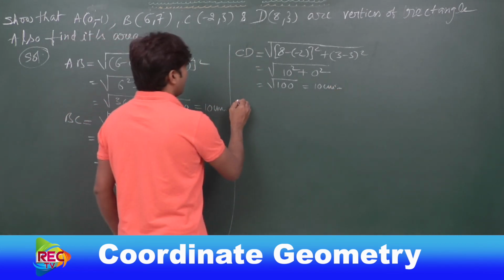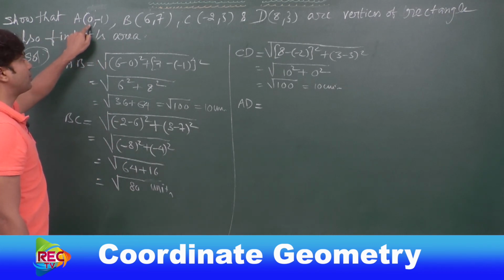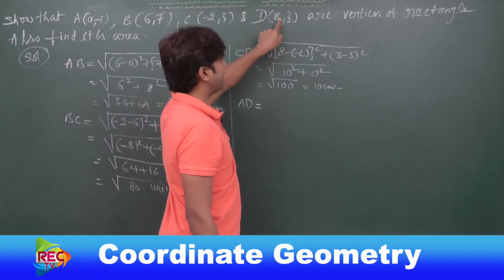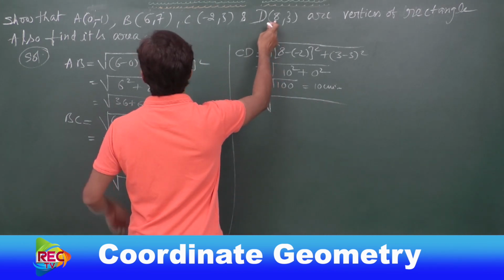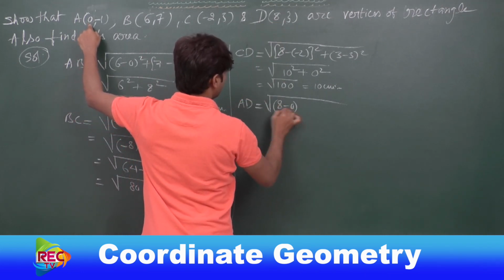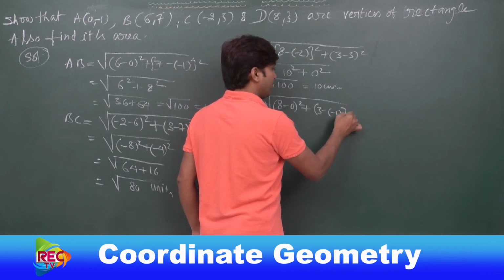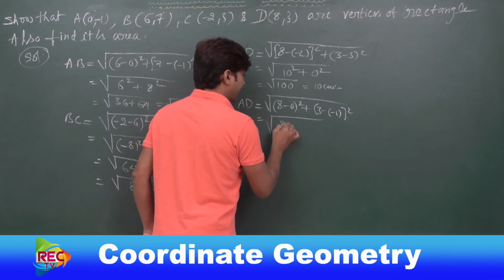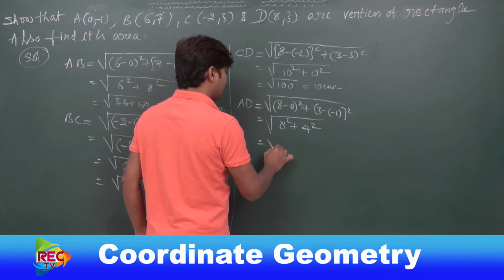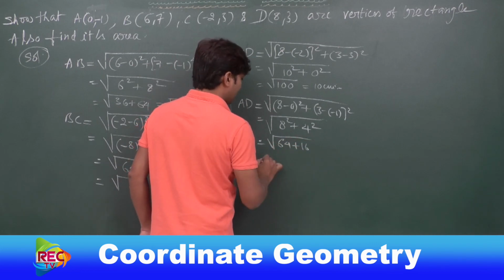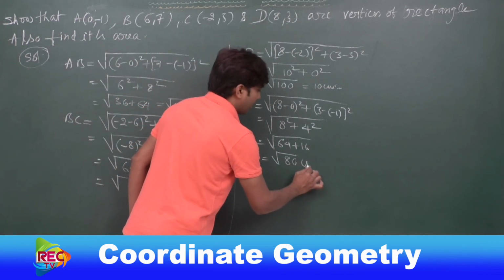Now let us find DA, or we can say AD also. Here x1 is 0 and y1 is -1, and x2 is 8 and y2 is 3. Now find the distance between these two points: (x2 minus x1) whole square, so (8 minus 0) whole square, plus (y2 minus y1), that is (3 minus of minus 1) whole square. This is 8 square, and 3 minus of minus 1 is 3 plus 1, that is 4 square. 8 square is 64 and 4 square is 16. So under square root we obtained 80. So this is root 80 units.